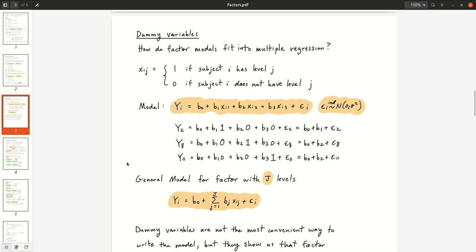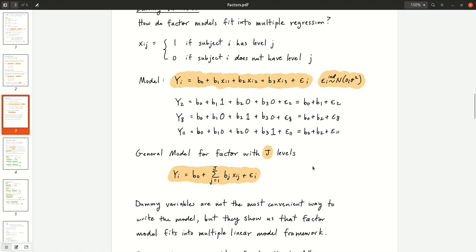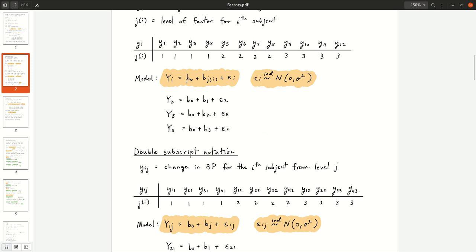Now the general model. This is an example where we have a factor with three levels. In general, we're going to have J levels. And this is the general dummy variable specification for the model with J levels of the factor. It's just b0 plus the sum from j equals 1 to capital J of b_j x_ij plus epsilon_i. And if you'll notice, this is exactly the specification for the multiple linear model, but I'm using J to indicate the number of variables because that's specific to the factor. It's a bit messier to write this than to simply write, for example, this model specification.